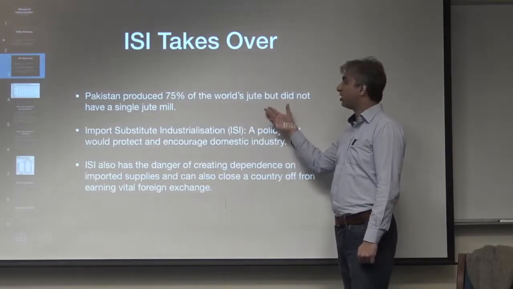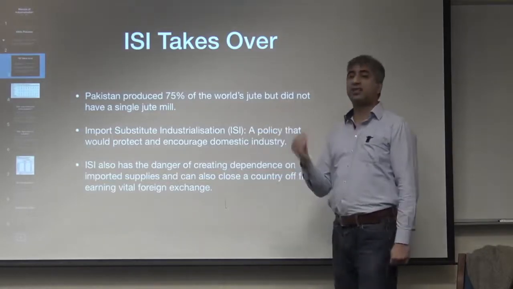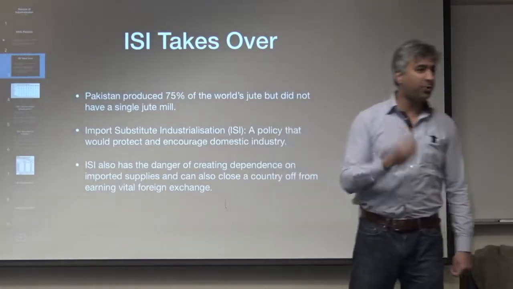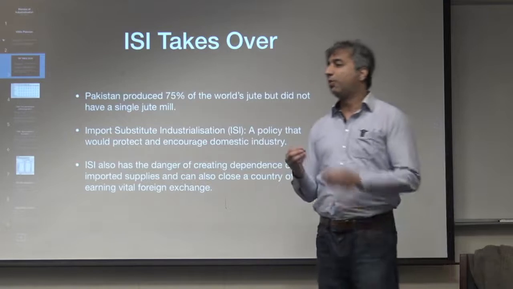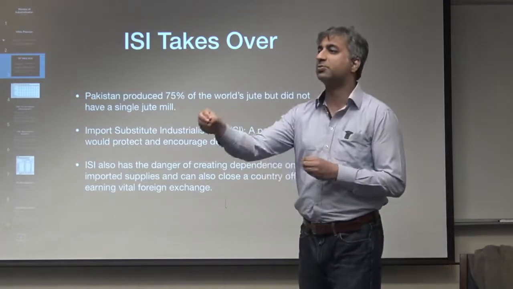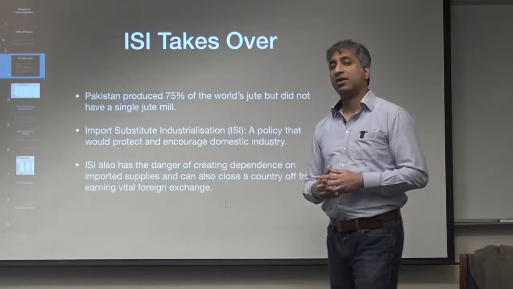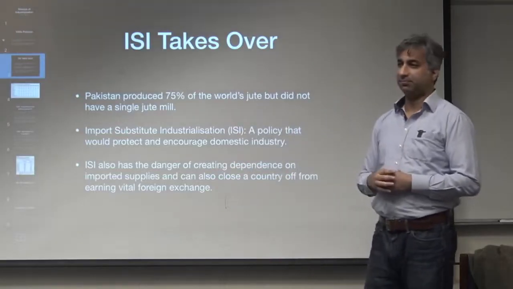But what ISI is trying to address is this situation here, that although Pakistan produces 75% of the world's jute in 1949, it did not have a single jute mill. It produced cotton, it didn't have cotton mills. Whatever it produced were raw materials, etc., which inevitably it would send to parts that were in India, where these things would be processed. So that had to be overcome.